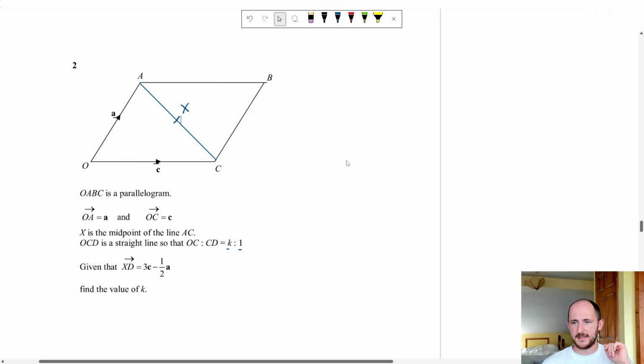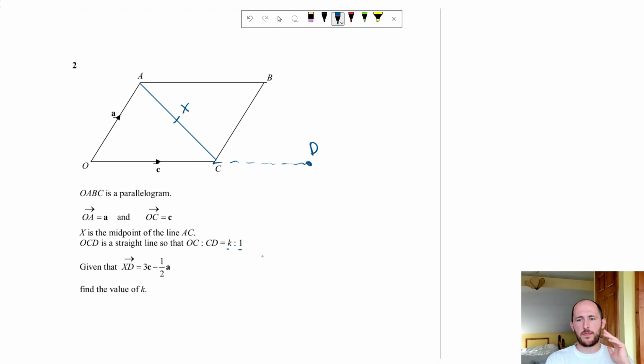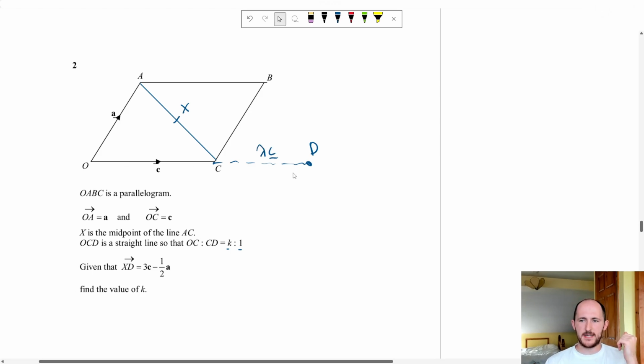And OCD is a straight line, so we have another point D here, such that OC to CD is k to 1. Now, the way I like to write this is, because this is a straight line, it means that O to D is going to be some multiple of c. And likewise, C to D is going to be a multiple of c. Why? Because they're all along the same line. So it's like they're along a ruler, right? It's a certain multiple. So the letter I like to use is lambda. So I'm going to say C to D is lambda c, and O to C is just c.